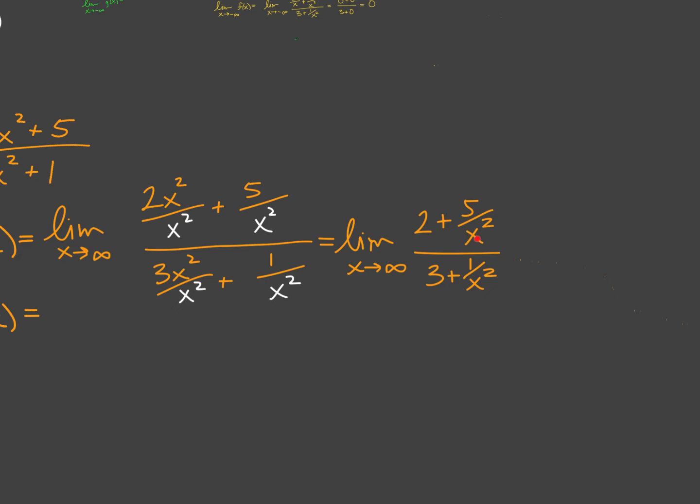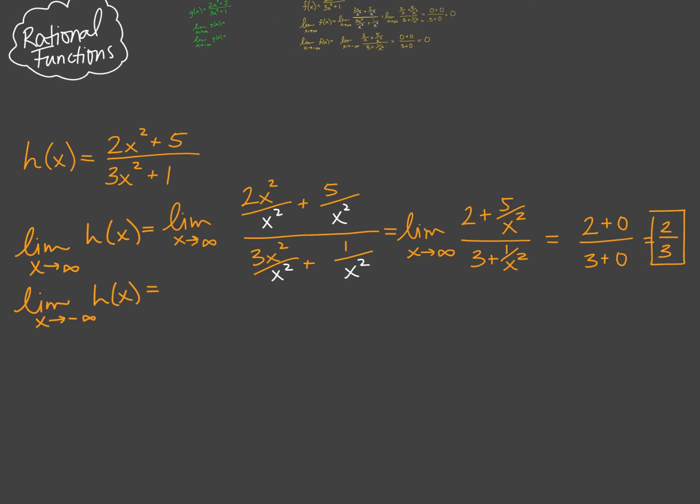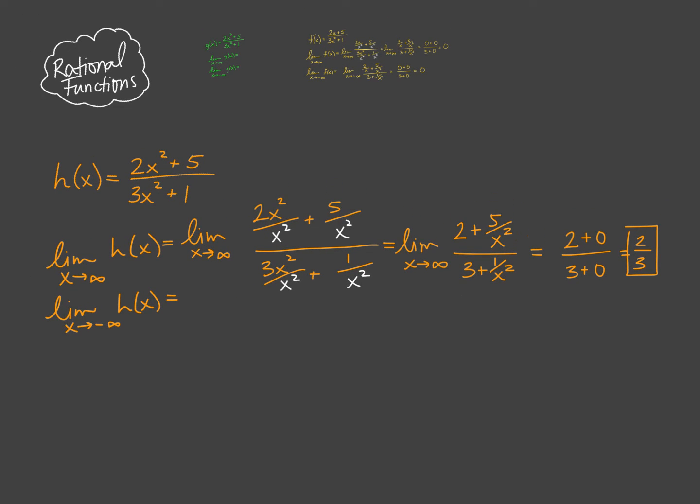Over here, 5 over x squared and 1 over x squared, as x gets very large, according to our theorem for limits at infinity, both of these are going to go to 0. So when we simplify this with each term, we'll be left with 2 plus 0 over 3 plus 0, which is 2/3. So our right end behavior, our limit as x approaches positive infinity, as we're looking at this graph to the right, our function approaches the horizontal asymptote of 2/3, whereas up here in f of x, we approach the horizontal asymptote of 0.